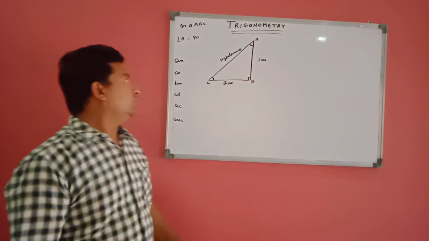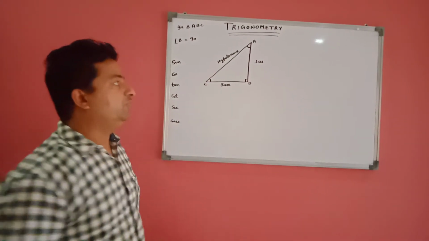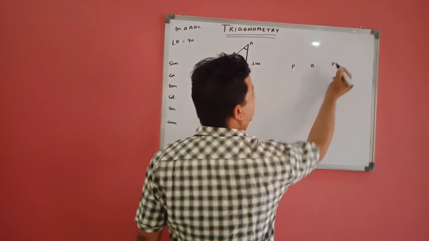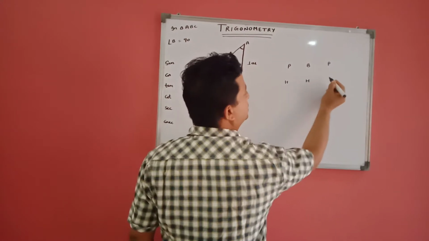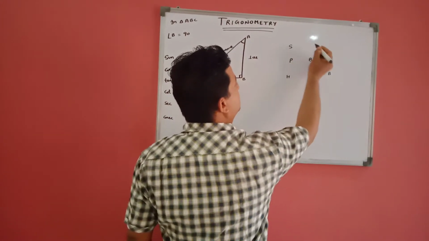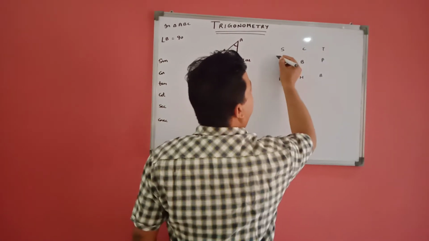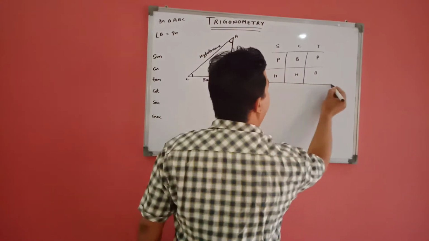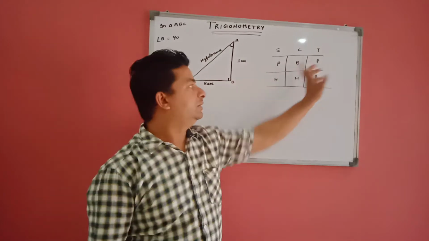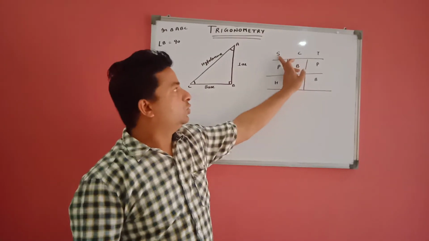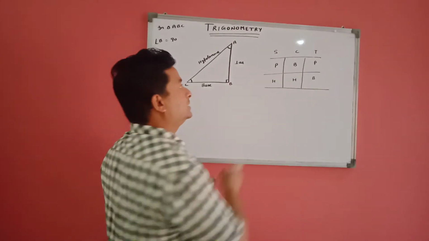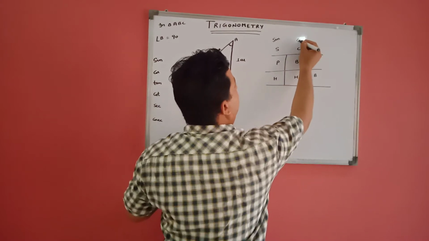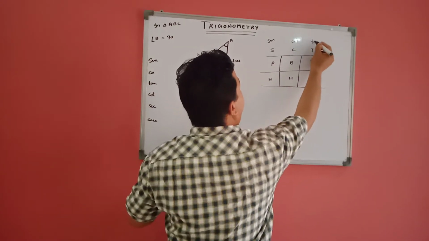To remember sine, cosine and tangent, we have a formula: P, B, P, H, H, B, S, C, T. To remember this, we have a phrase: Pandit Badri Prasad Har Har Bole Sona Chandi Tole. In this, S is for sine, C is for cos, T is for tangent.